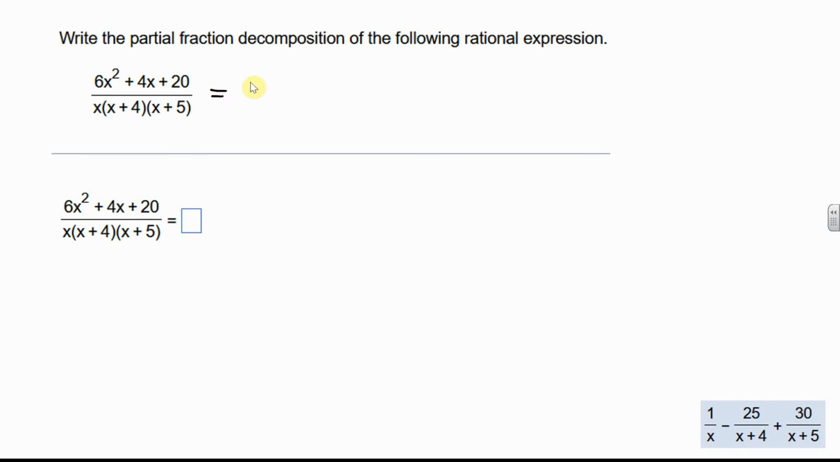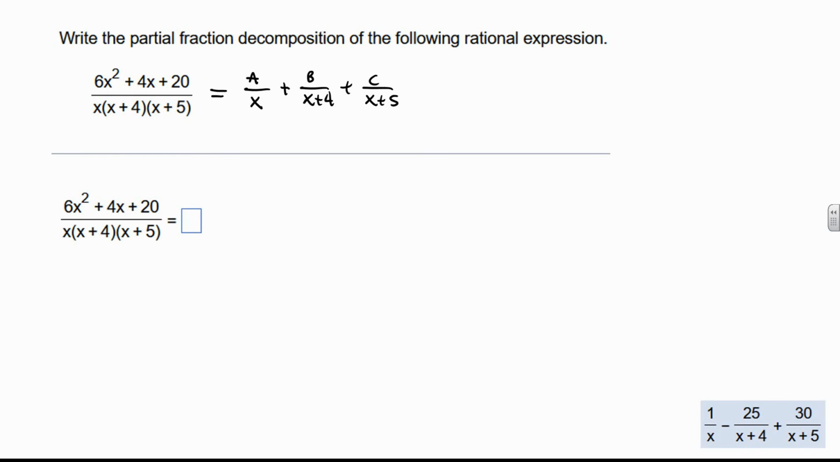So they're all different. So since they're different, we're going to say A over the first term plus B over the next term plus C over that last term. We do that when they're different roots. Now again, if they're repeated, then it's going to be a little bit different, and we'll show you that in just a minute. Multiply both sides by the LCD.